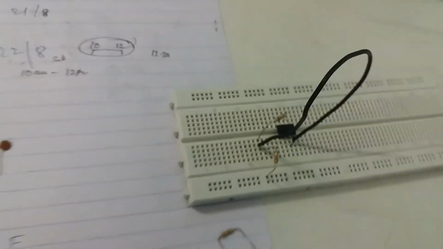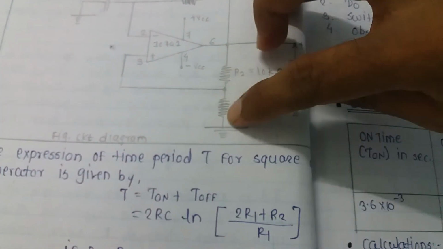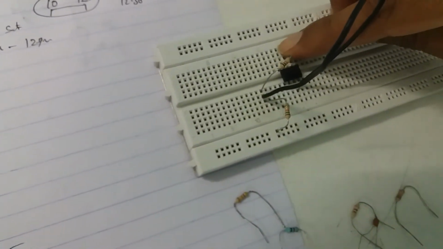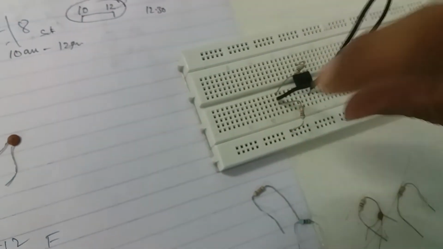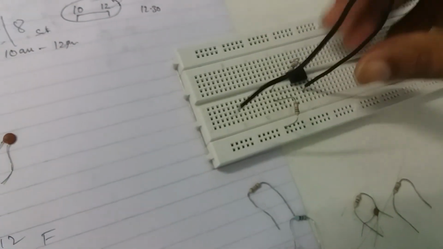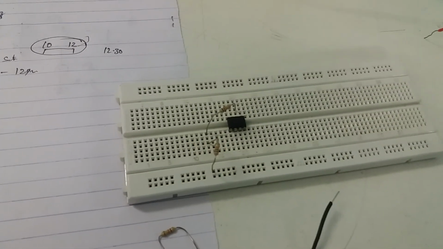The next one: the 6th terminal goes to ground through a 10 kilo ohm resistance, one series resistance to ground. The center point is connected to pin number 3. That's all about the connections of this square wave generator.